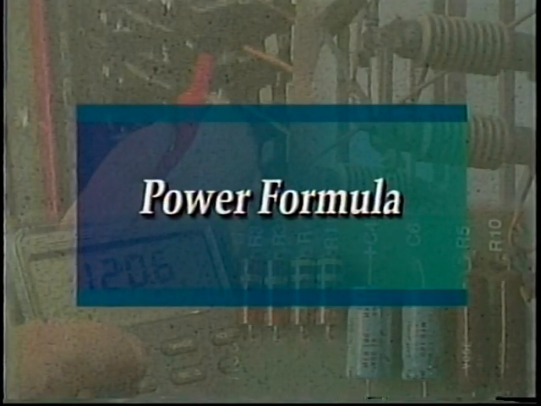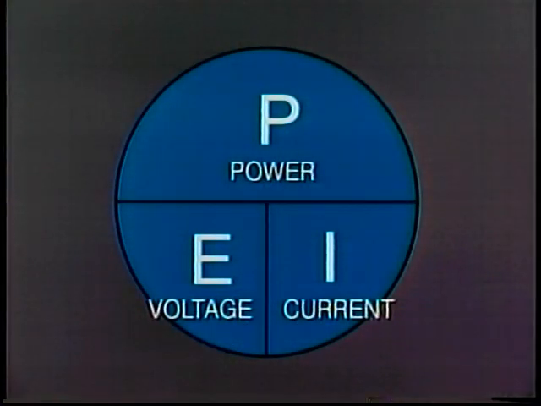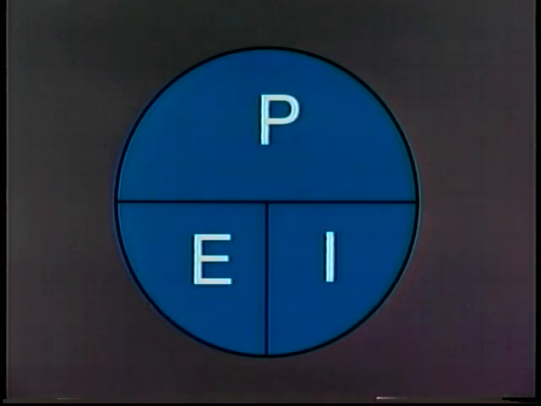Power formula. The power formula states the relationship between voltage, the force that causes current flow, current, the movement of electrons, and power, the rate of using energy in an electrical circuit. Any value in these relationships can be found using the power formula.